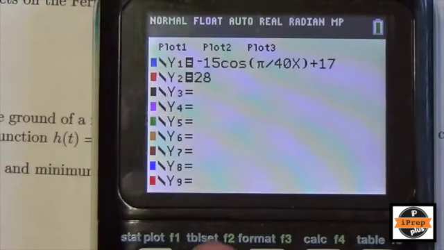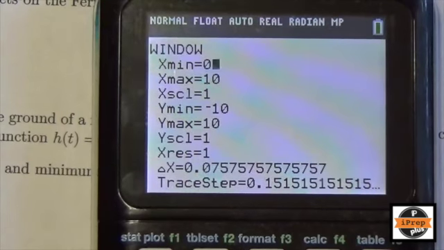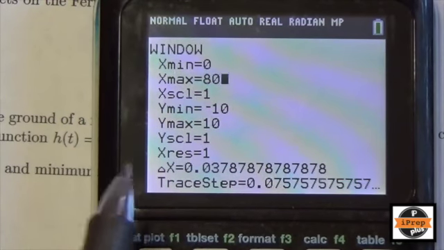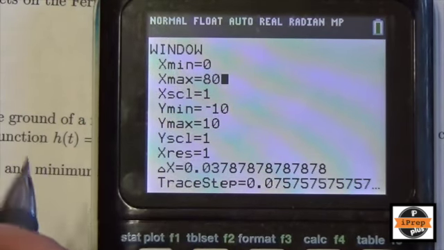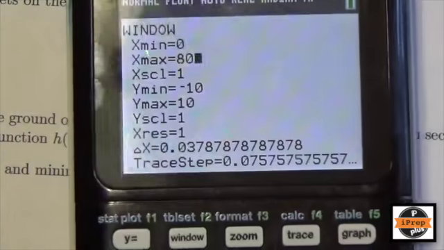Now before we jump into this, I got to adjust the window settings. I'm going to make my window 0 here, and we're going to go up to 80 because I know that the period of this thing is 80. And I'm just interested in the first time that it hits 28 meters here. So that should work out just fine there.